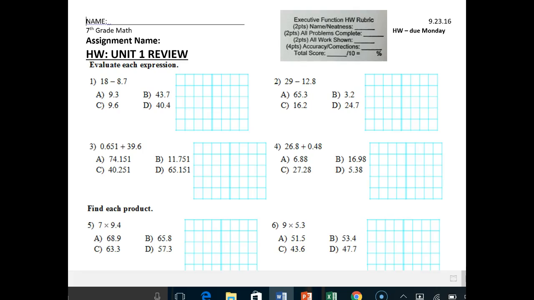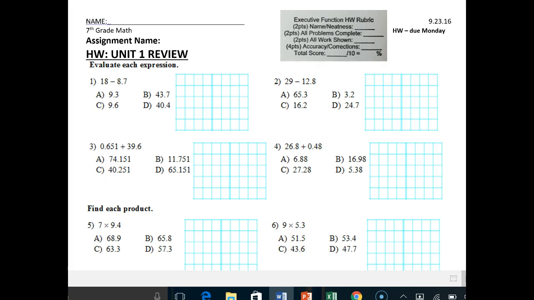I'm coming to you live from room 204 as Canisius takes their Unit 1 tests. I see a bunch of guys doing a great job using their reference sheets. I hope you use your reference sheet here on Unit 1. So I'm going to do the odds for you, and then you will do the evens for homework.